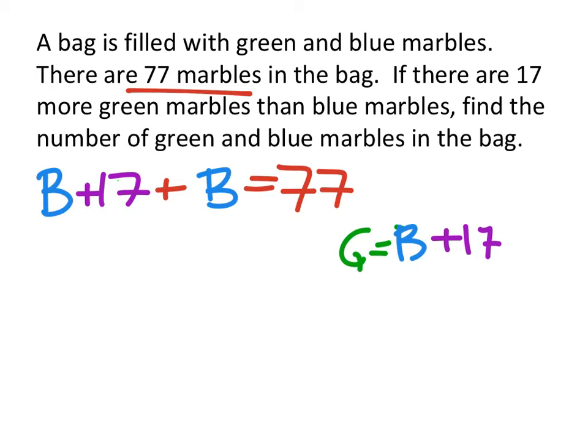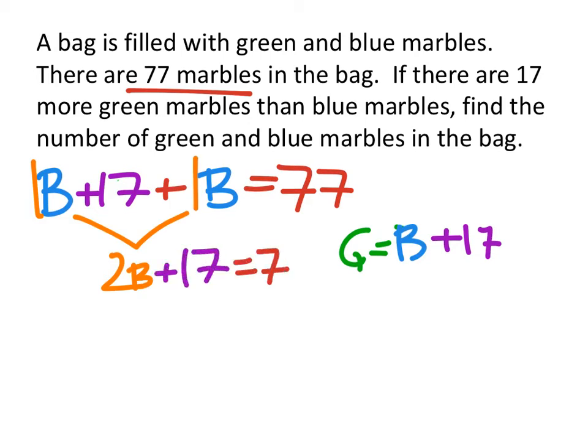Okay, now I know this sets up to have two sets of blue marbles, and that's because a set of blue marbles was already in the green marbles. So I do have some like terms to combine in this equation. I got one B here, and there's a second B. So there's two sets of blue marbles, with 17 more marbles, would equal 77 marbles in the bag.